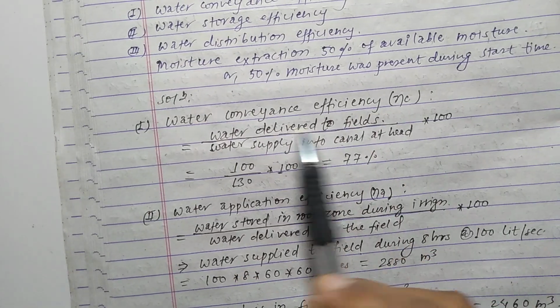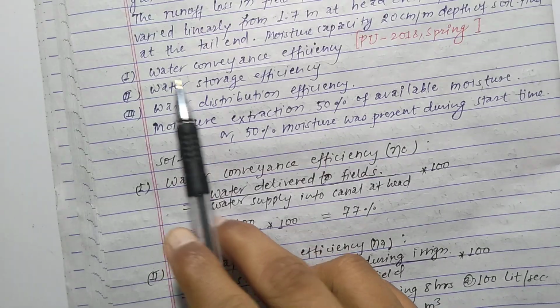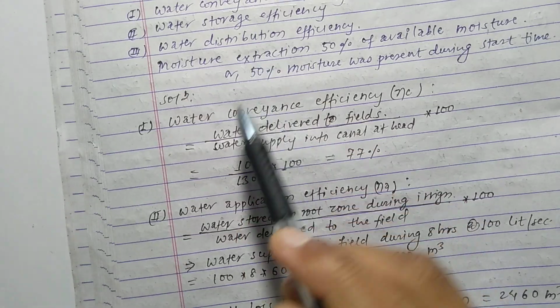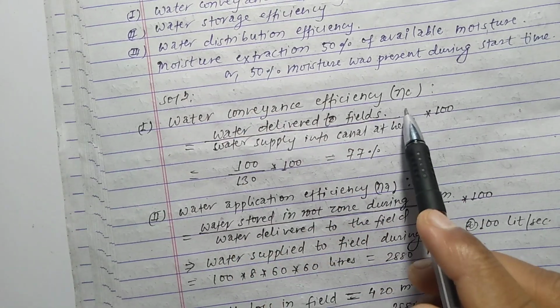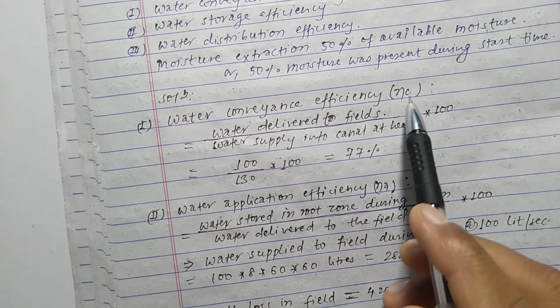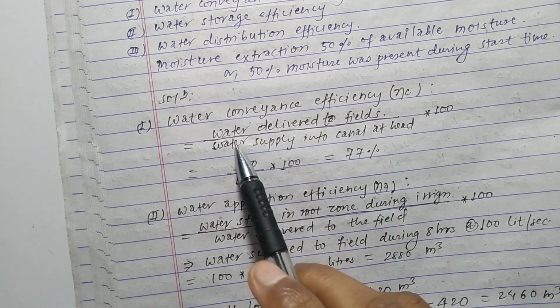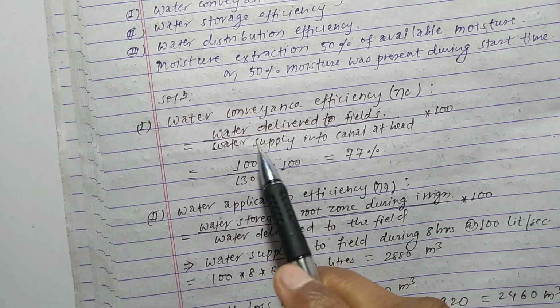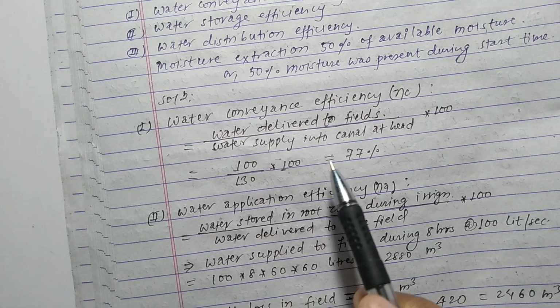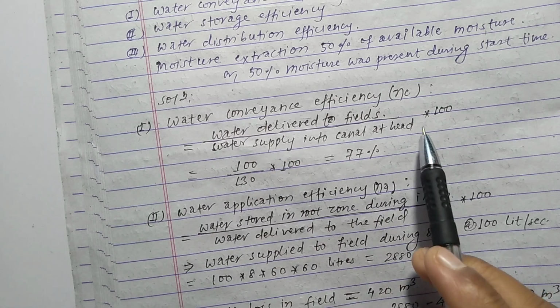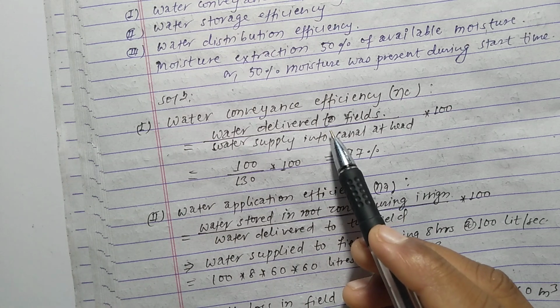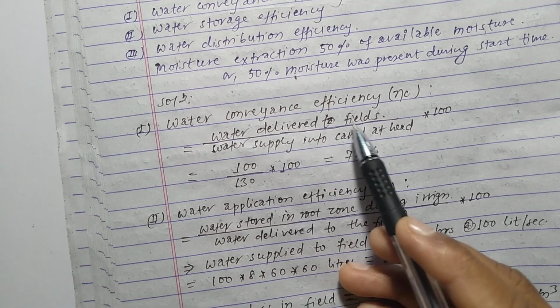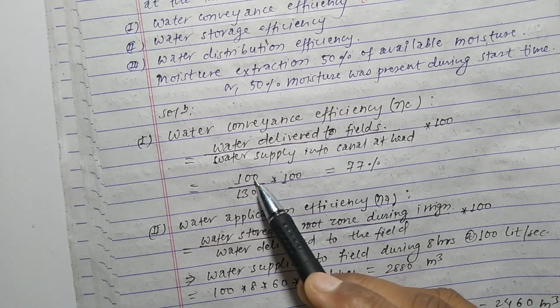So first we have to calculate water conveyance efficiency, denoted by eta C, as I told. This value becomes water delivered to the field over the water supply into the canal at head. You can see in the question this value is already given. Water delivered to the field is given in the question as 100.